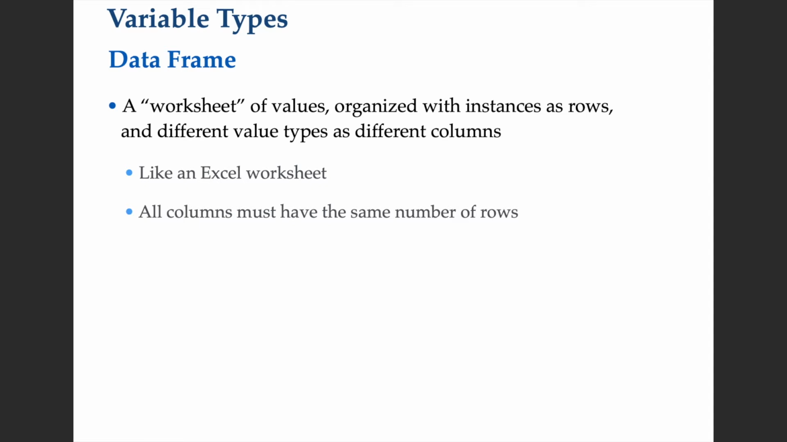But with R, all columns must have the same number of rows. So whereas in Excel, there's no requirement for all rows having the same number of columns and all columns having the same number of rows, R does have that requirement. So with R, all rows must have data for all columns, and all columns must have data for all rows. So remember, vectors were essentially one-dimensional. It was just a string of values, whereas a data frame is now two-dimensional with rows and columns.